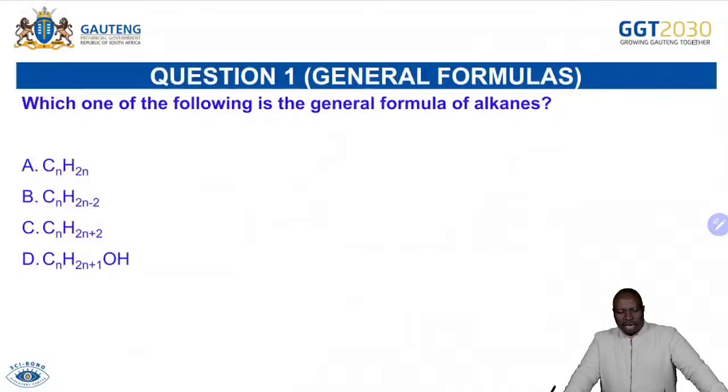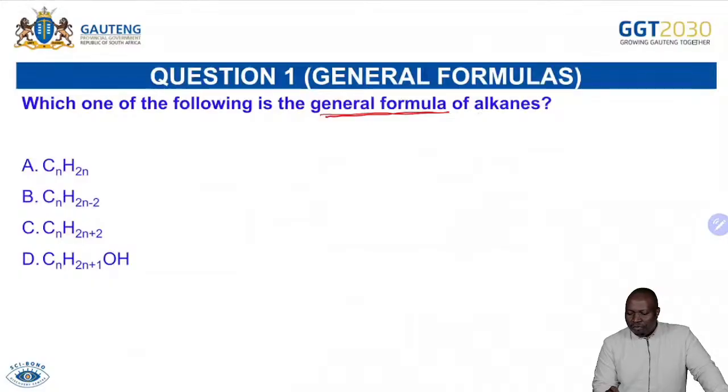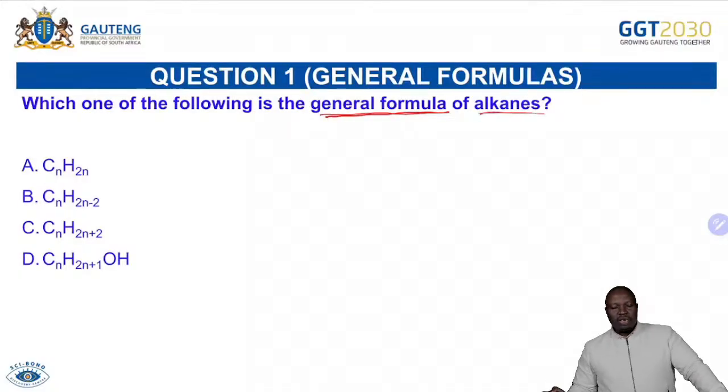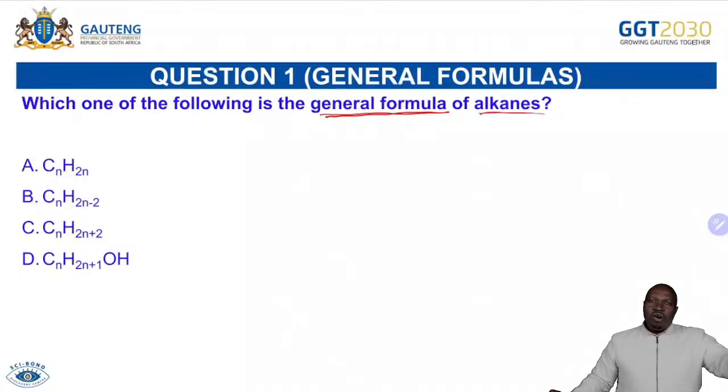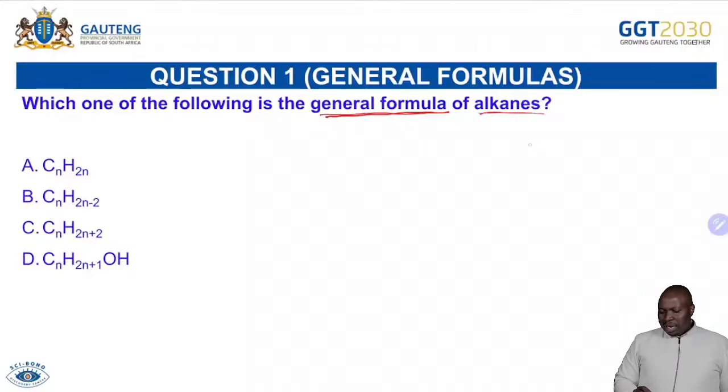So let's look at this question, for example, number 1, which says, which one of the following is the general formula of alkanes? Those are the keywords. So we want the general formula of alkanes. And then you will have checked, you know that CnH2n will be the general formula for alkenes.